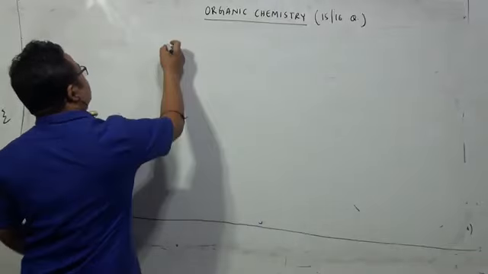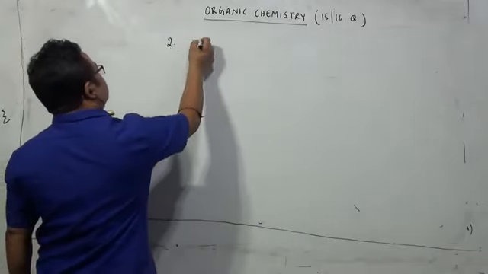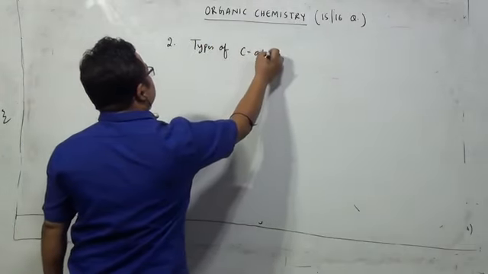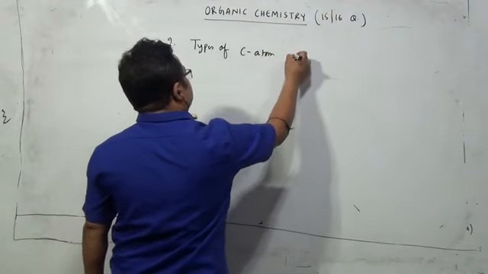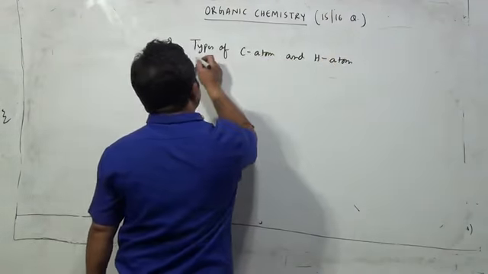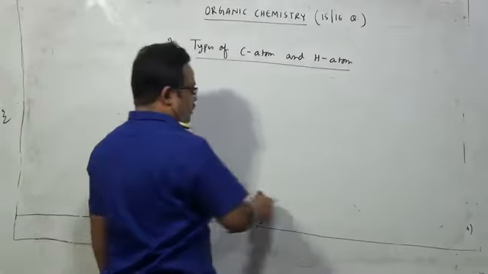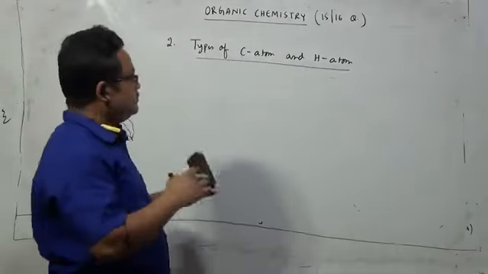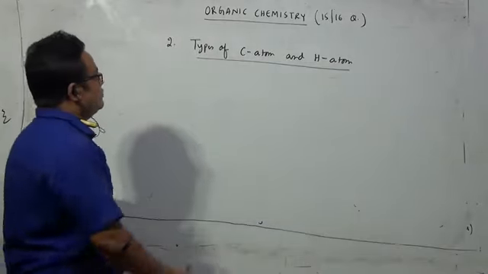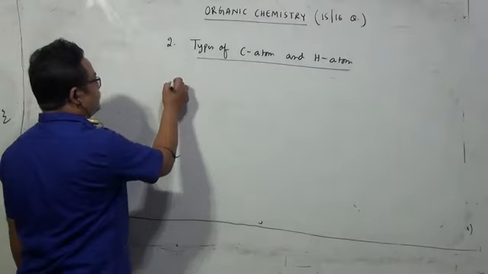Then the second topic is the types of carbon atom, and also hydrogen atom. These are just basic ideas. So in the types of carbon atom and hydrogen atom, we have the primary carbon atom.